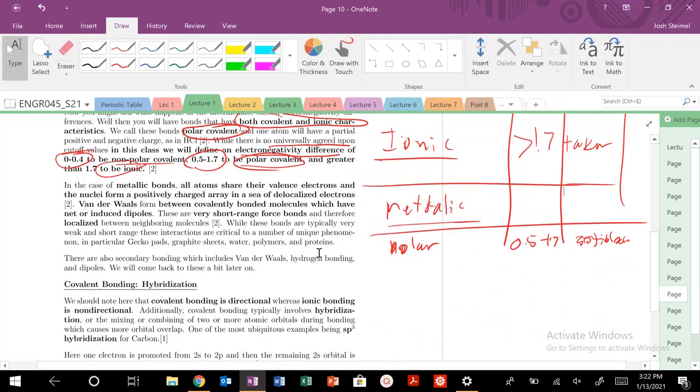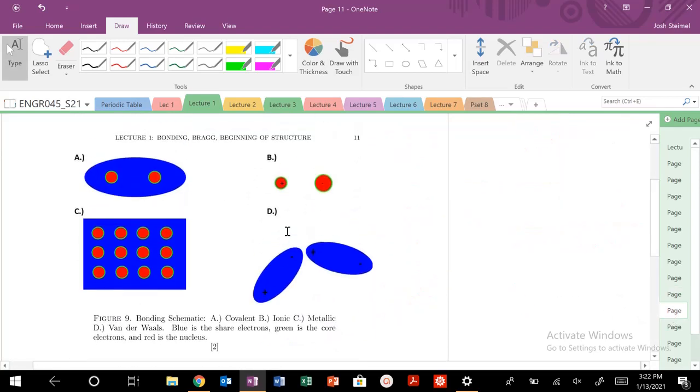And finally, let's get to our case of metallic. In metallic bonds, all atoms share their valence electrons. And you form these positively charged nuclei in an array of delocalized electrons. Delocalized means that they're just everywhere. In covalent bonding, usually we think of our nucleus, and then the shells of electrons, right? And they're confined to these shells. As you can see in this figure here, the electrons for metals can just fly around everywhere.